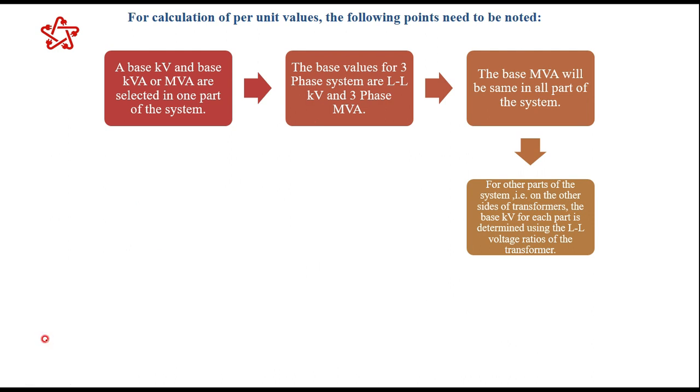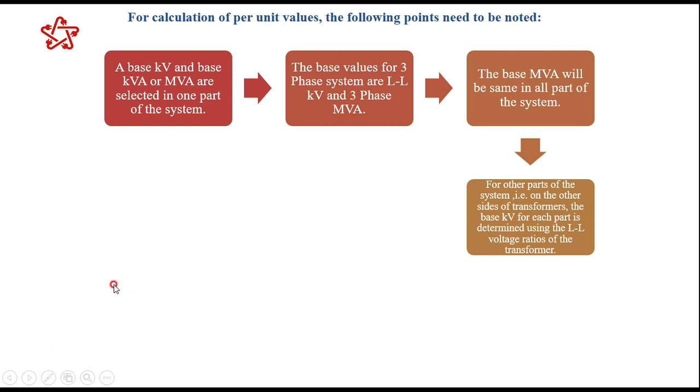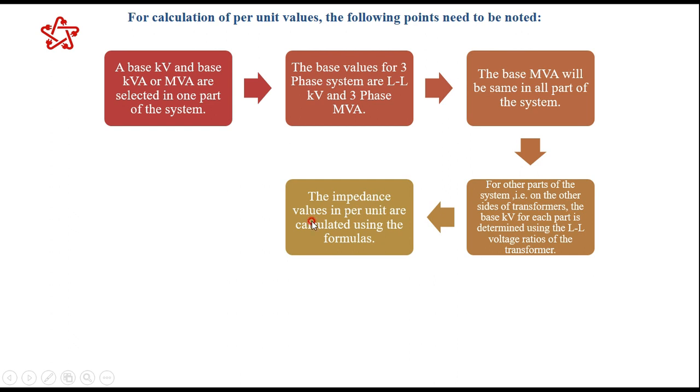However, the MVA remains the same. The same thing is given in this particular point. That is, the base kilovolt is changing because of the transformer. Then the impedance values in per unit are calculated using the formulas, that is, the actual value divided by the base value, or you have to make use of the change of base formula and do the calculations.